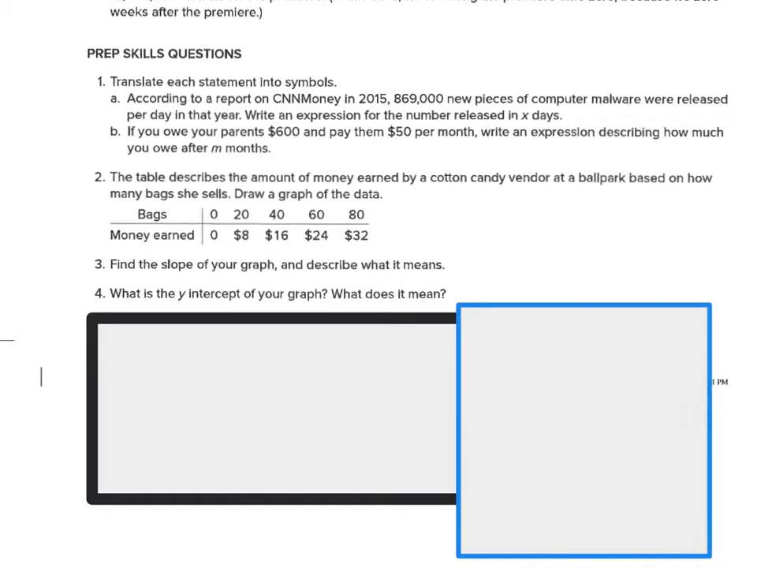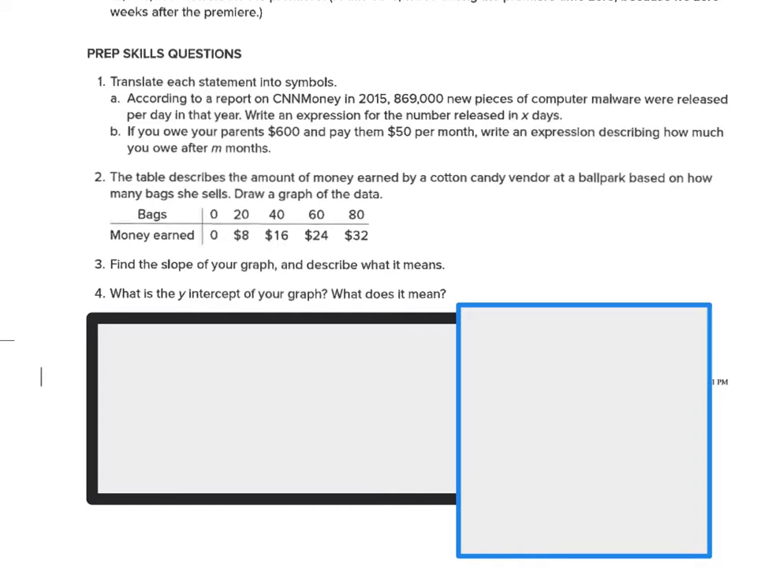Prep for 3-7. Let's look at these prep skill questions. So translate each statement into symbols. According to a report on CNN Money in 2015, 869,000 new pieces of computer malware were released per day in that year. Write an expression for the number released in X days.